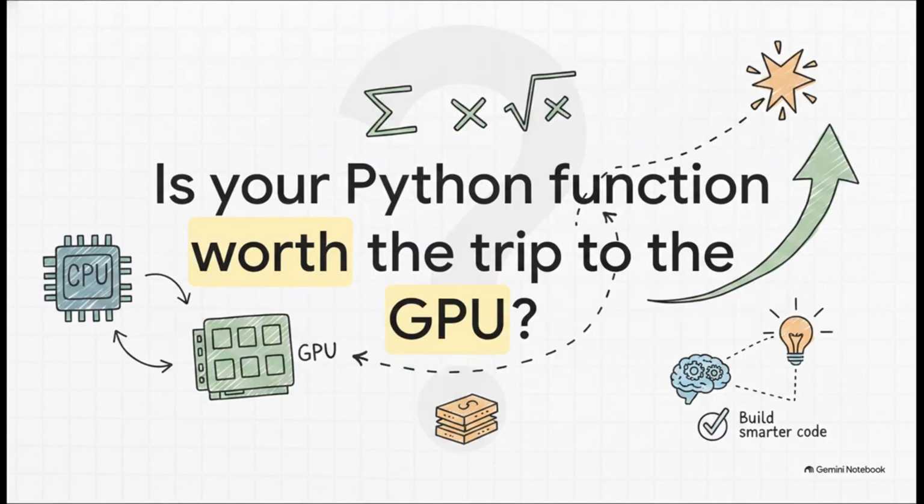I want to leave you with this final provocative thought for your next project, challenging you to really analyze if your computationally heavy functions truly justify the memory transit costs. Acceleration is an incredible tool, but it requires a strategic mind. You now know the physical hardware architecture, the strict execution model, and the hidden bottlenecks. So the next time you write a function, ask yourself, is the math heavy enough to make the trip worth it?